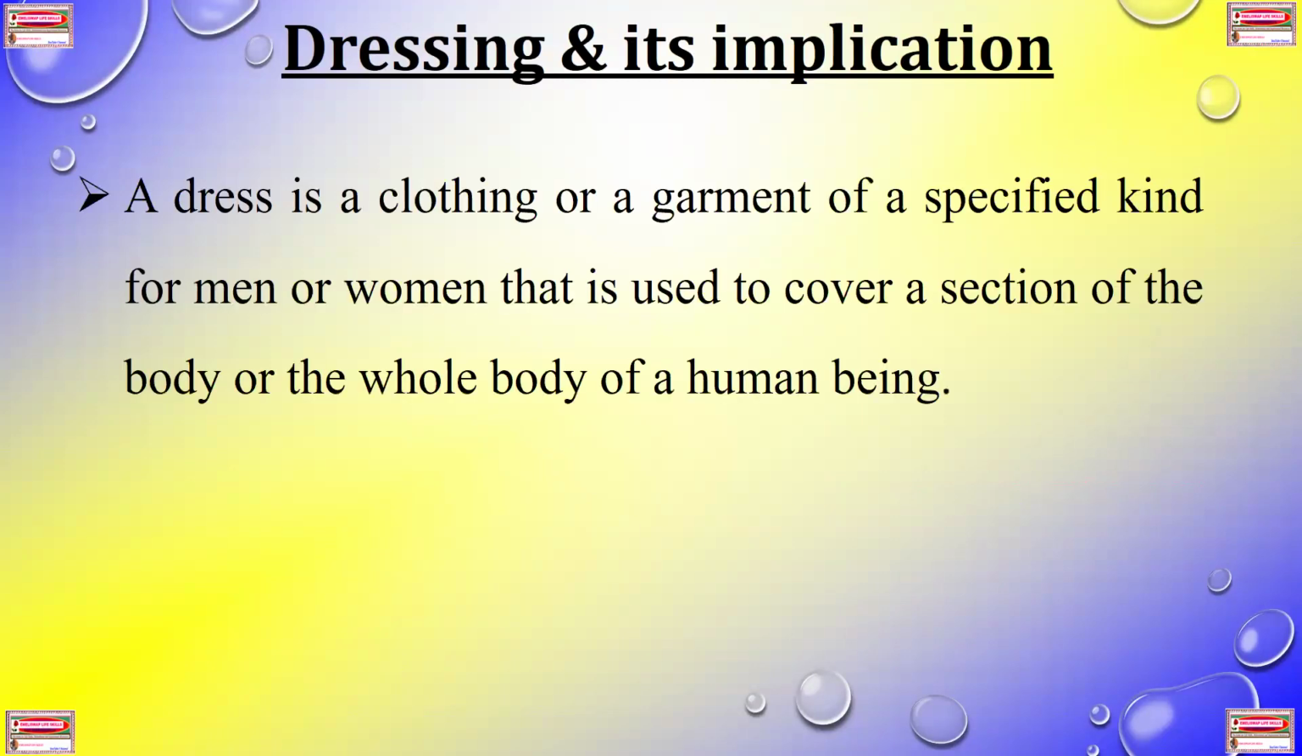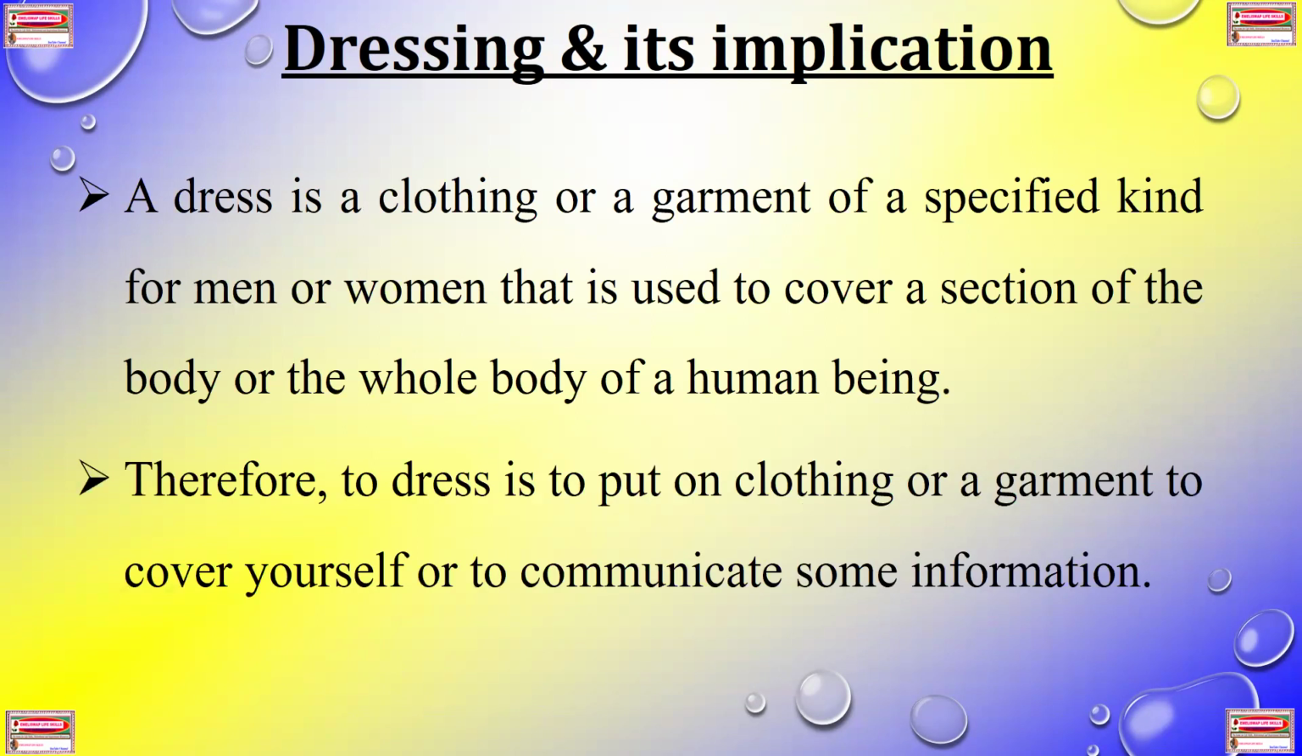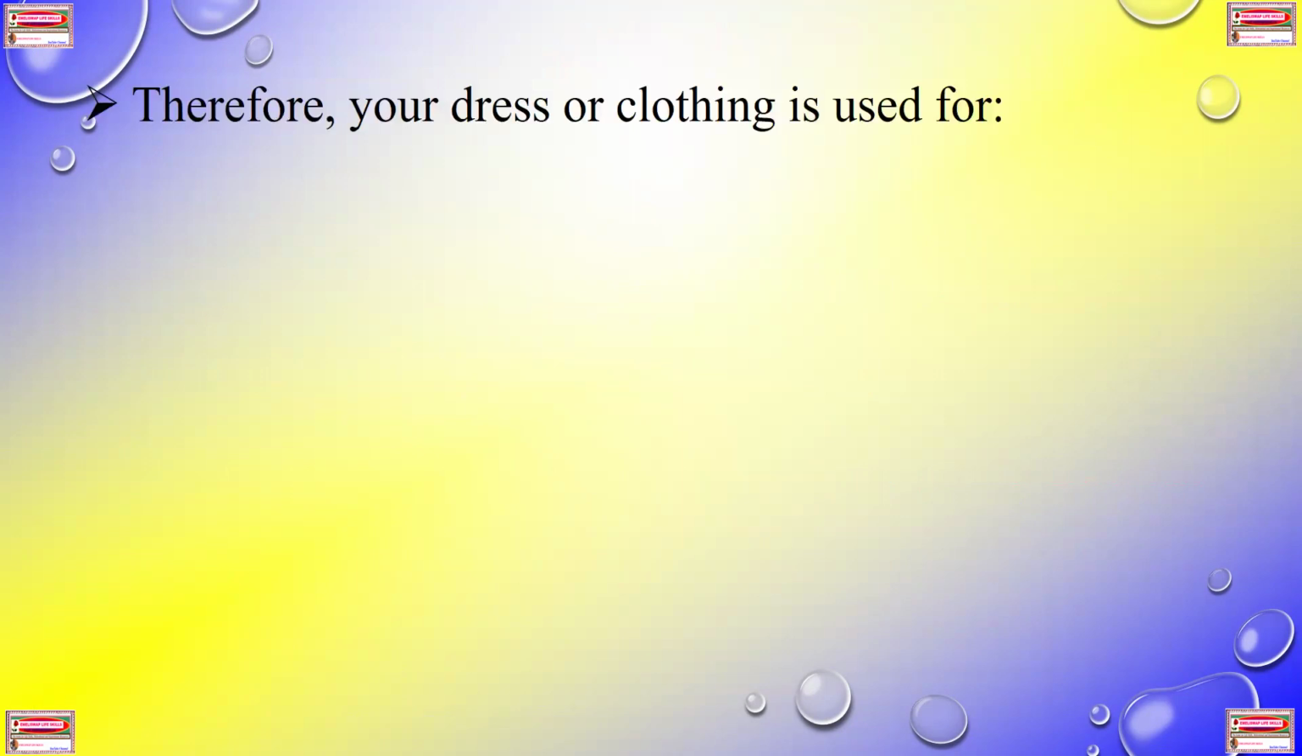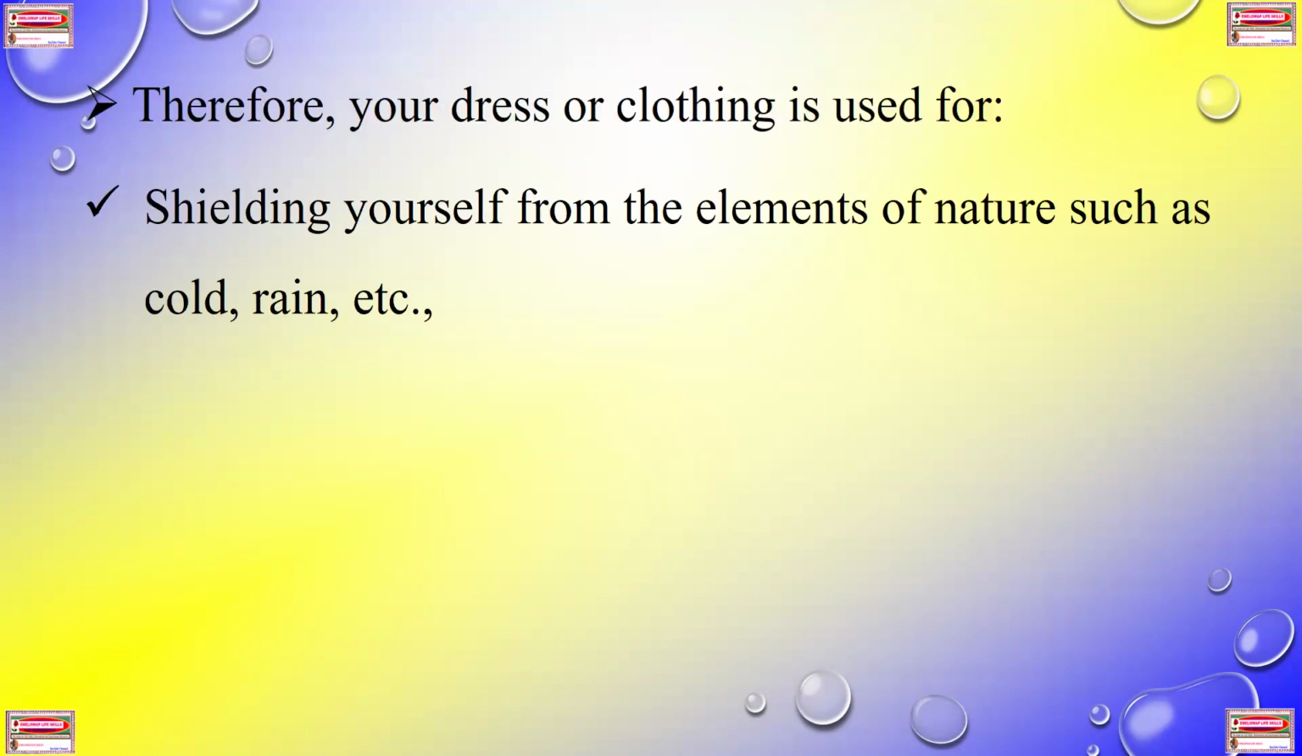What is a dress? A dress is a clothing or a garment of a specified kind for men or women that is used to cover a section of the body or the whole body of a human being. Therefore, to dress is to put on clothing or a garment to cover yourself or to communicate some information. Therefore, your dress or clothing is used for various purposes.